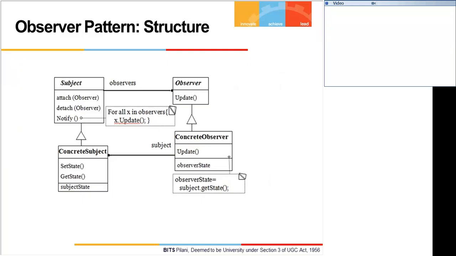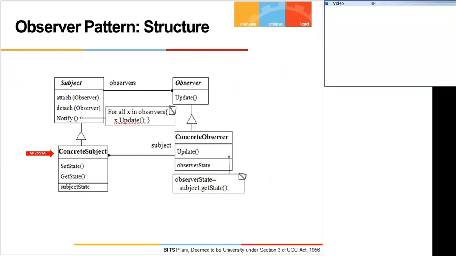So this is the structure of the observer pattern. There is a subject, right, which is an interface. It has three methods: attach an observer, detach an observer, and notify. Right? So all these three methods are important. Any concrete subject must implement these methods which are there in the subject interface, right?